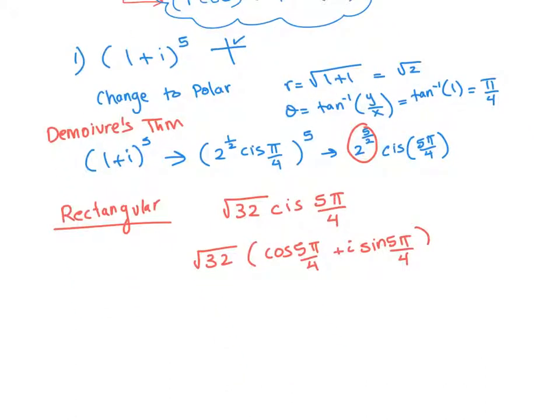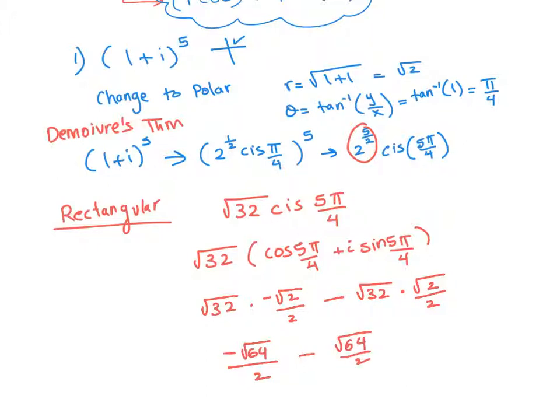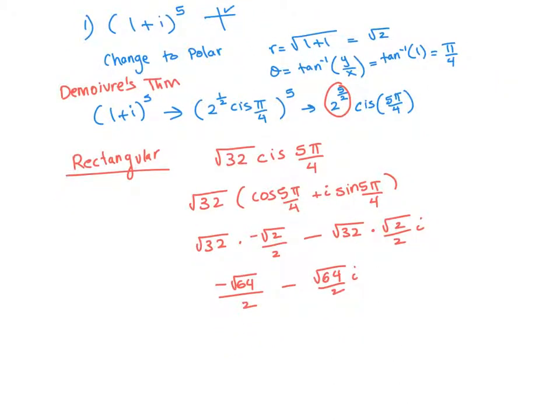Now cosine 5 pi over 4 is going to be negative radical 2 over 2, so I'm going to multiply square root of 32 times negative root 2 over 2. And then sine 5 pi over 4 is negative root 2 over 2 as well. So there's going to be negative root 32 times root 2 over 2, and that will be negative root 64 over 2, minus root 64 over 2, with an i over here. Now root 64 is 8. 8 divided by 2 is 4. So then it's going to be negative 4 minus 4i.